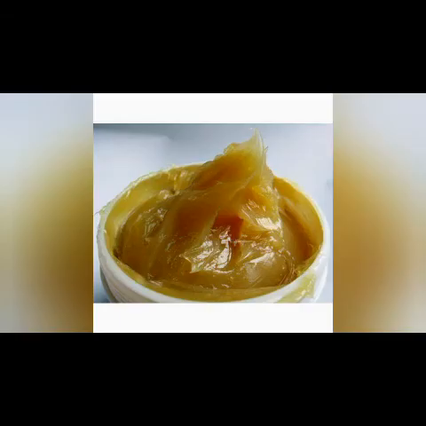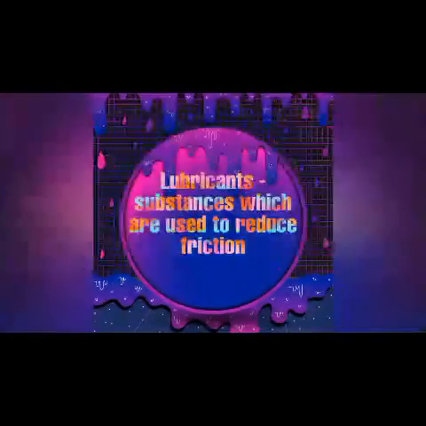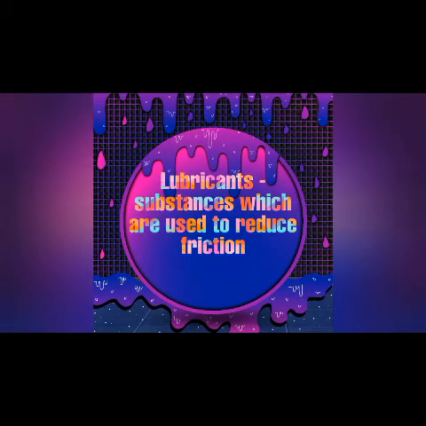Oil, grease or graphite is applied between the moving parts of machines to reduce friction. These substances which are used to reduce friction are called lubricants. So what are lubricants? They are substances which are used to reduce friction. When the lubricants are applied between the machine parts, a thin layer is formed there and the moving surfaces do not rub directly against each other. Thus friction is reduced.